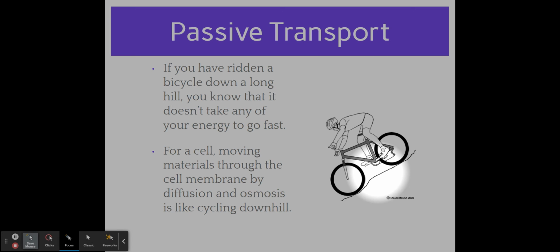So passive transport is like a bicycle. If you ride downhill on a bicycle, you don't really need to use energy. It's going to go pretty fast and it's going to be easy. For a cell, moving materials by diffusion and osmosis is like cycling downhill. It doesn't require a lot of energy.